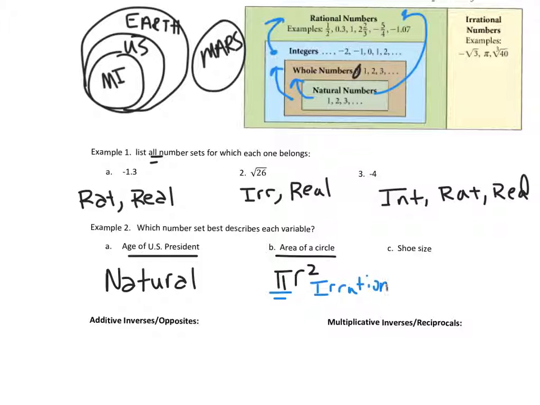And then shoe size, you can have shoe sizes that are 7, 7.5. Because we added a fraction to it, it's going to be rational numbers.